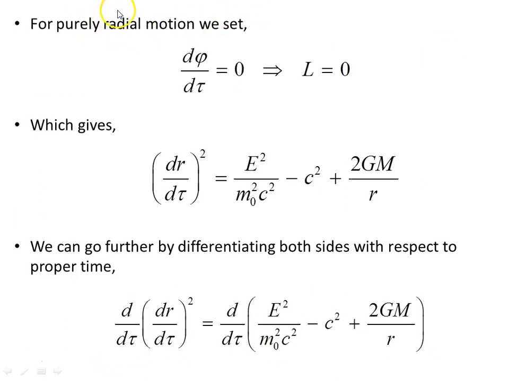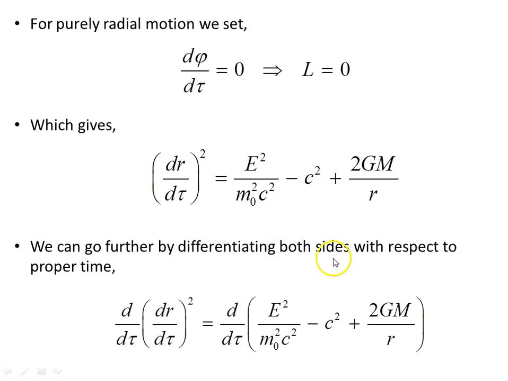Now, for purely radial motion, we're going to set d phi/d tau equal to 0. That implies that the angular momentum, from what we saw earlier, disappears as well, because we want purely radial motion now, and that gives us an even simpler equation. (dr/d tau) all squared is this object here. It's looking a little bit simpler, isn't it? That's r, the coordinate. This is tau, the proper time, the time measured by the particle carrying its own clock.